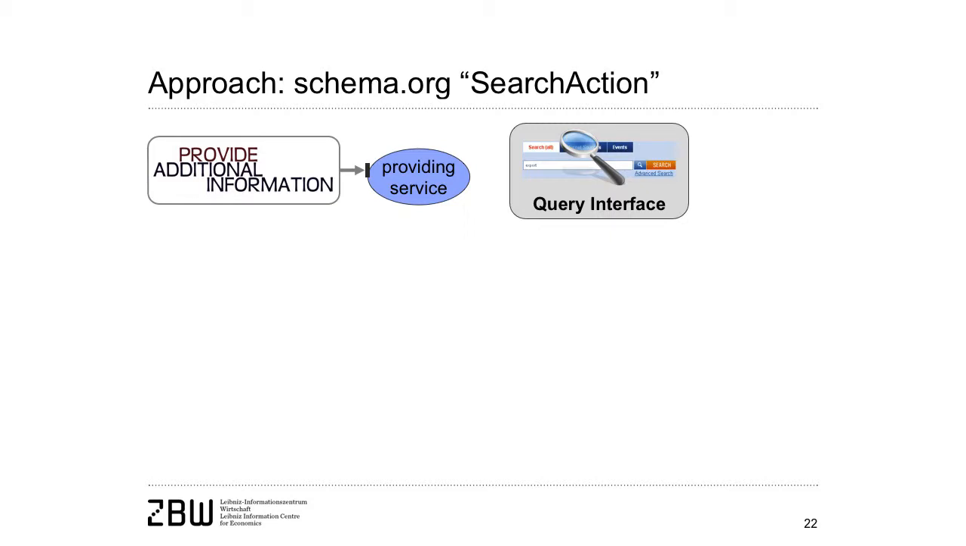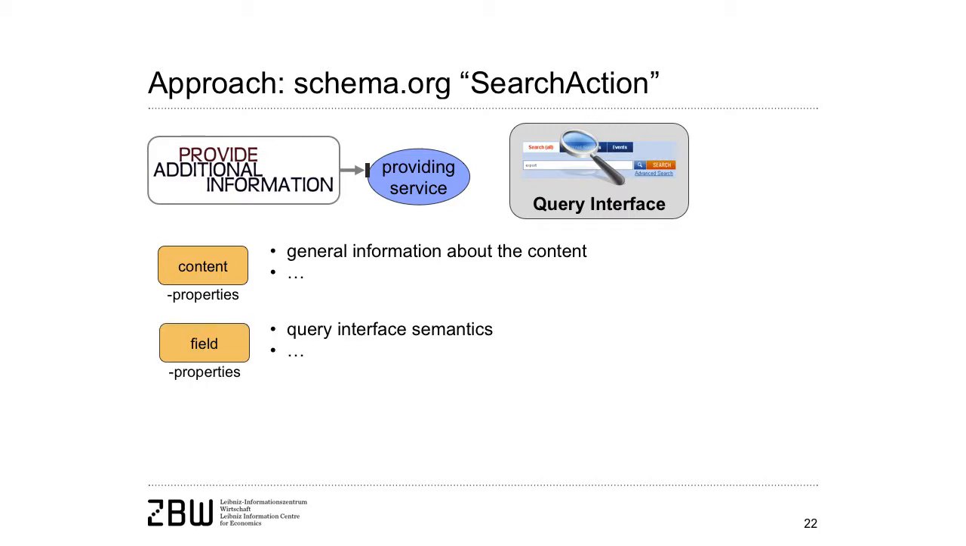What I will be showing now does not match the search action vocabulary from the days before. But in general, we semantically describe the query interface by the following three items. First, content. We semantically describe what content can be accessed through that query interface. Secondly, how do you have to access the content?